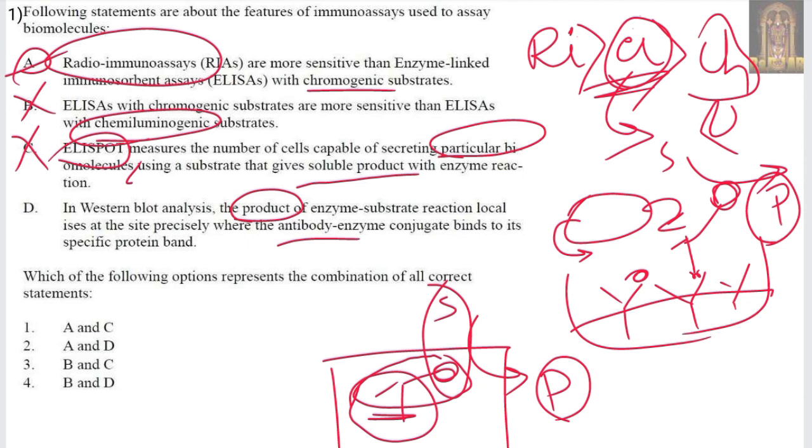So this should be the place where we get the signal. From the product we will get the signal. If that is not happening at the antibody and antigen interaction place, then it will produce a false positive result, and the noise will be very high. So it is saying that the product of the enzyme substrate reaction should be localized at the site of the antibody and enzyme. That is the desirable thing. So this is right, so option 2 is correct.